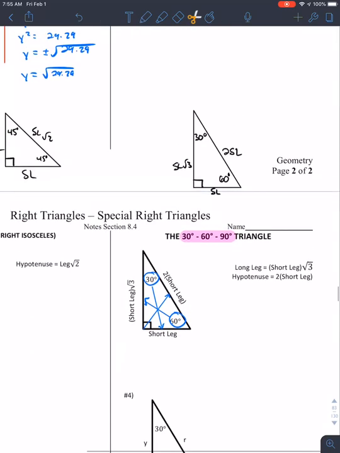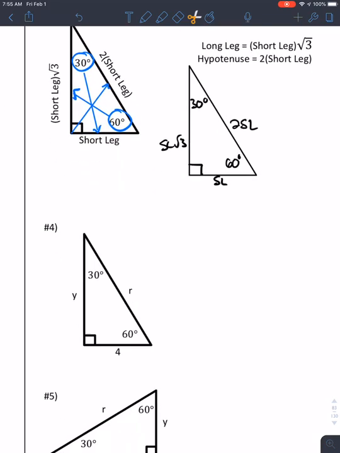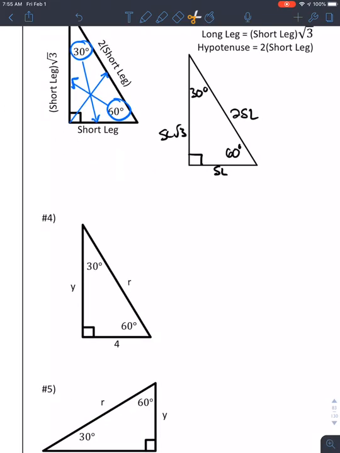So what I would ask that you memorize is this right here. Opposite 30 is the short leg, the SL. Opposite 60 is the short leg times the square root of 3. Opposite 90 is 2 times the short leg. Compare and contrast this with the 45-45-90.